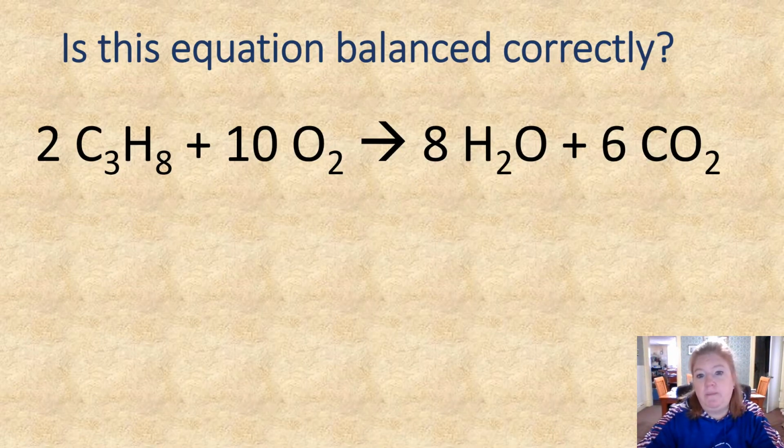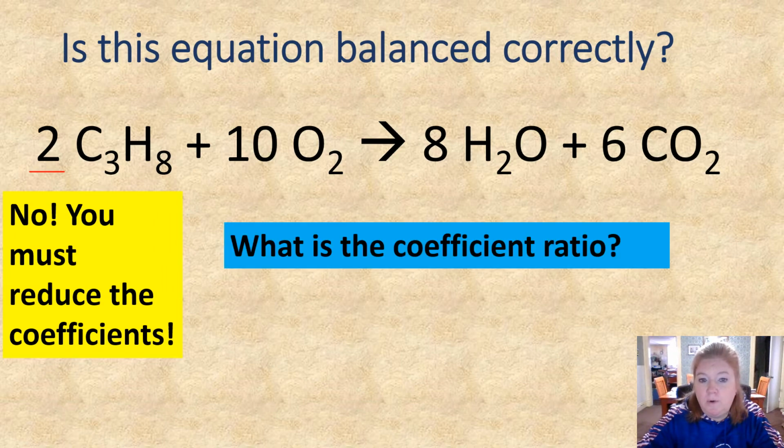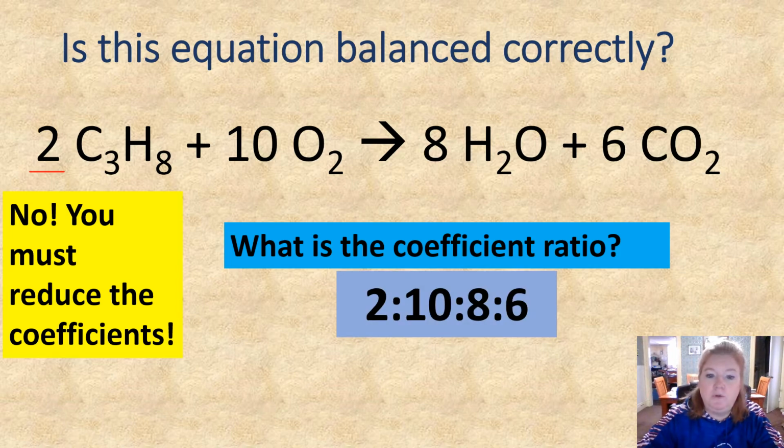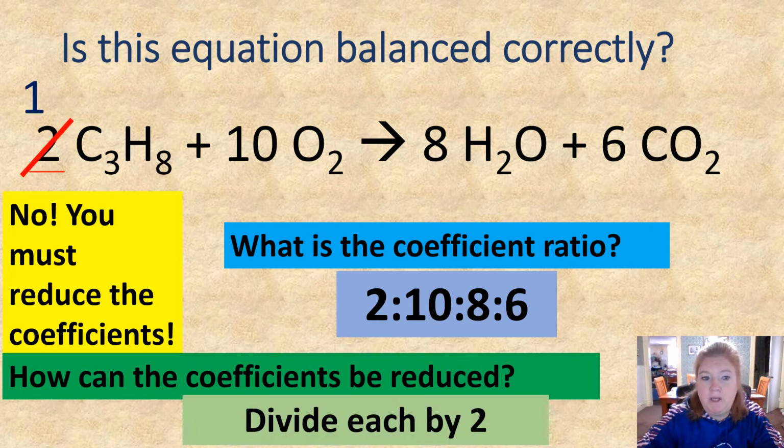Is this equation balanced correctly? Here's one where I started the balancing process by putting a 2 in front of the thing that's being burned in a combustion reaction. No, I have to reduce the coefficients. So what is the coefficient ratio? 2 to 10 to 8 to 6. So I can divide them all by 2. So I get 1, 5, 4, 3. That's the correctly balanced equation.